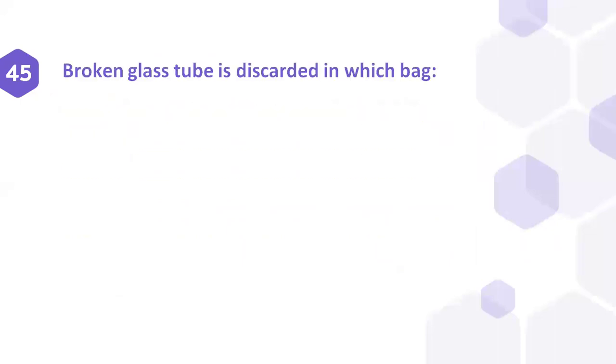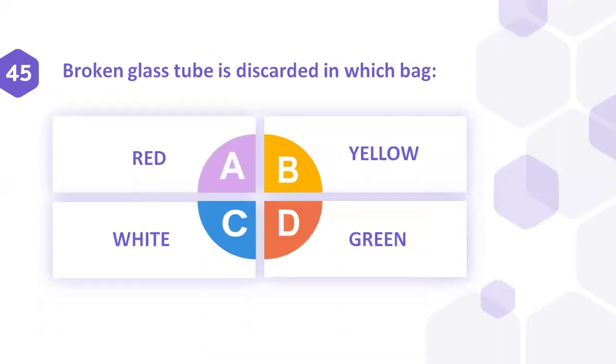Next question, broken glass tube is discarded in which bag? Option A, red, option B, yellow, option C, white, and option D, green. Here the right answer is option C, white. So broken glass materials should be discarded in the white bag.